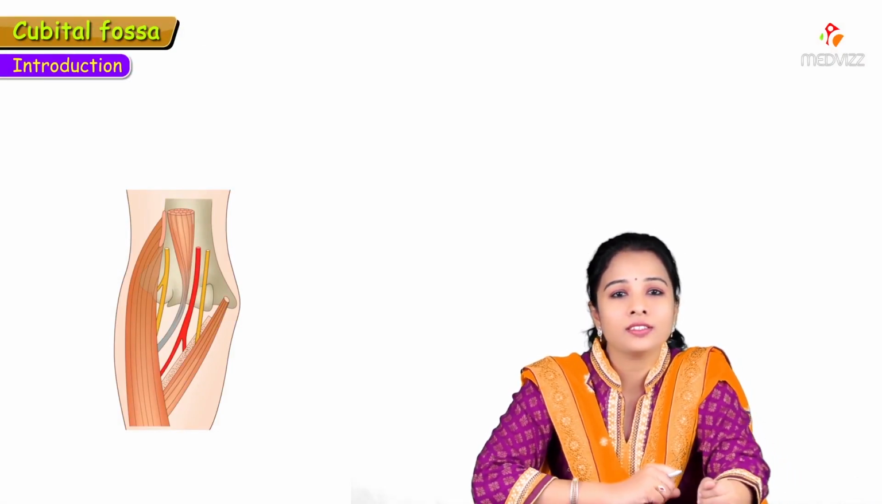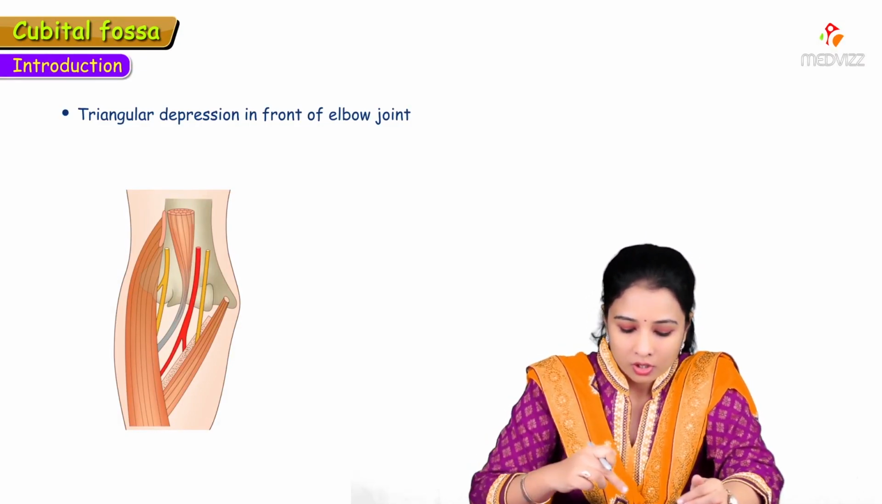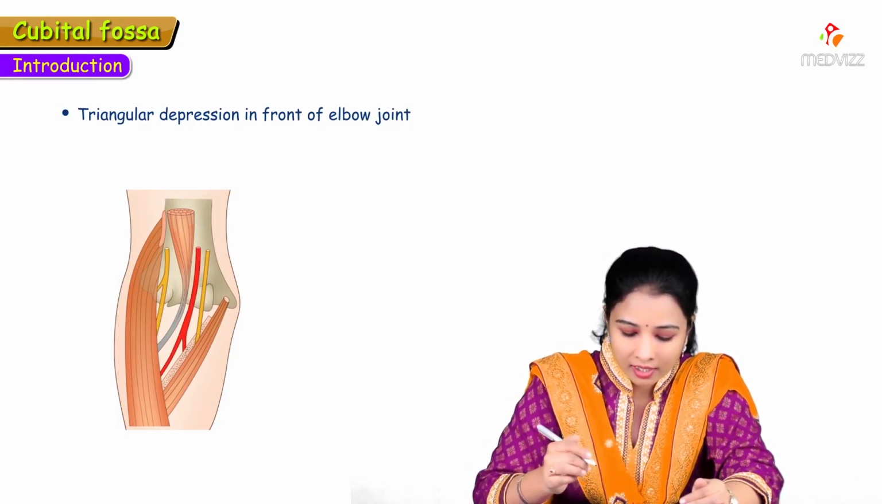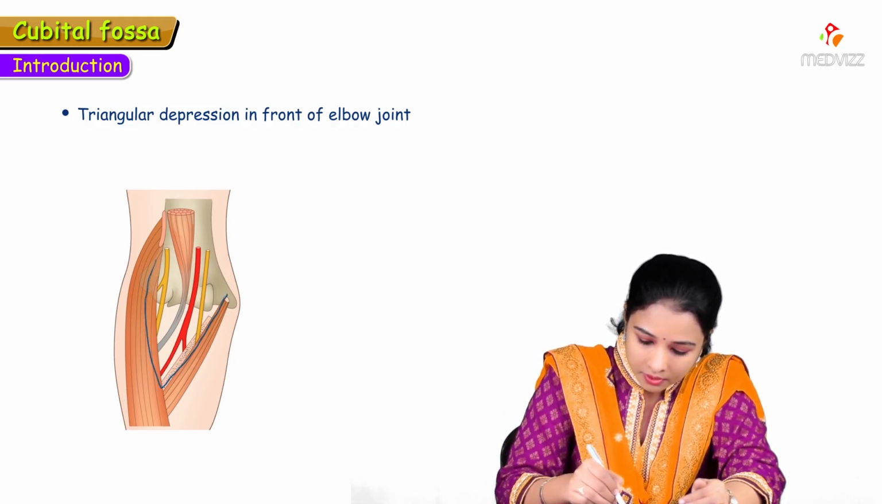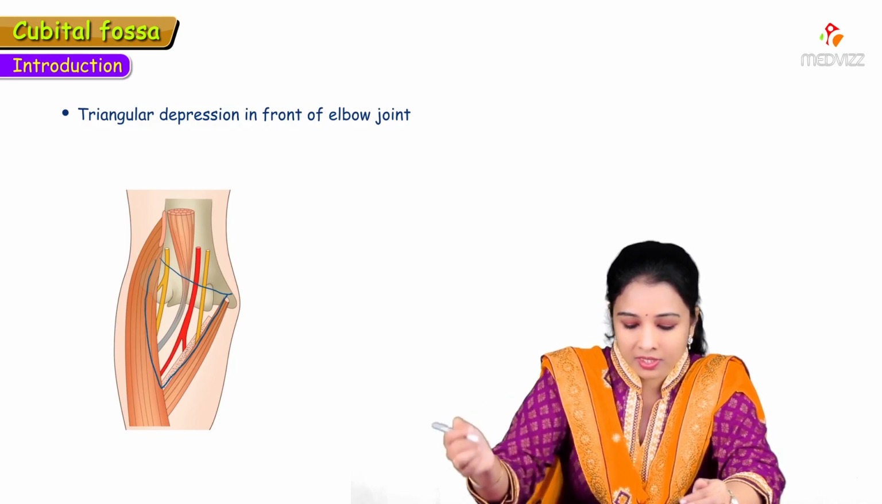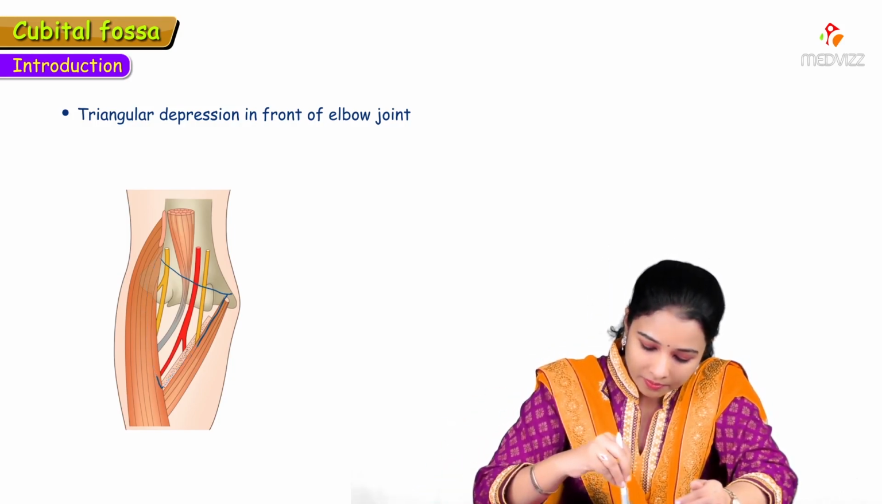Dear students, today's topic is fossa. It is a triangular depression which is present in front of the elbow joint. So what you are seeing is a triangular depression. Just draw an outline. This triangular depression which is present in front of the elbow joint is the cubital fossa.